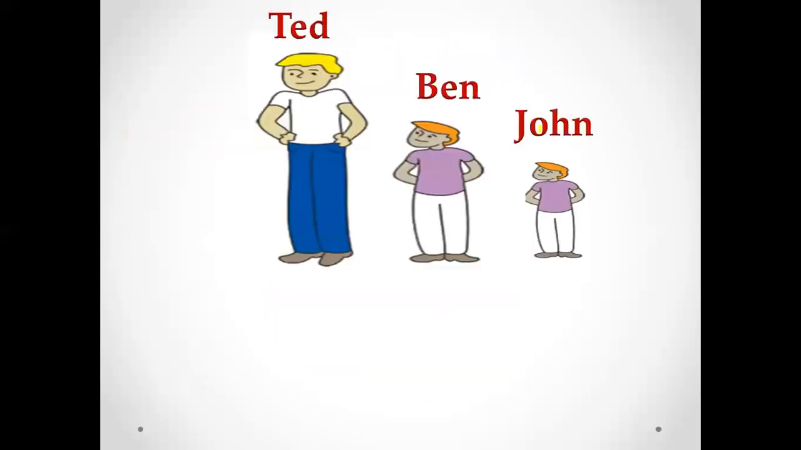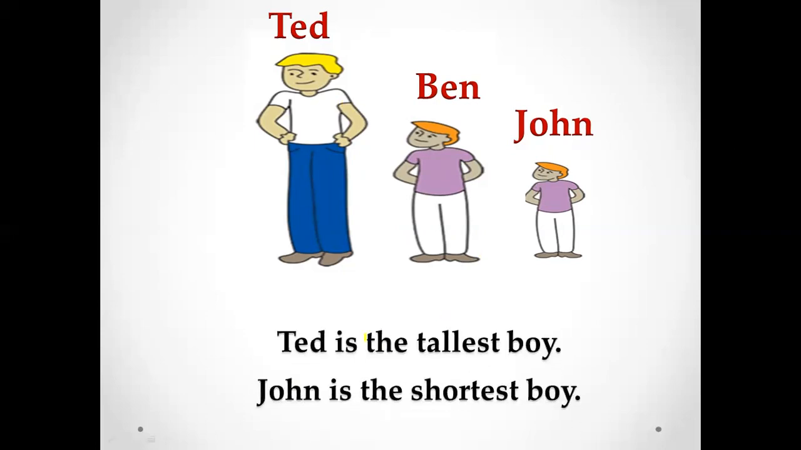So here we have an example. We have Ted, Ben, and John. They are in different lengths. Who is the tallest boy? Excellent. Ted is the tallest boy. Okay. Who is the shortest boy? Look at them. John. Excellent. So John is the shortest boy. Ted is the tallest boy and John is the shortest boy.